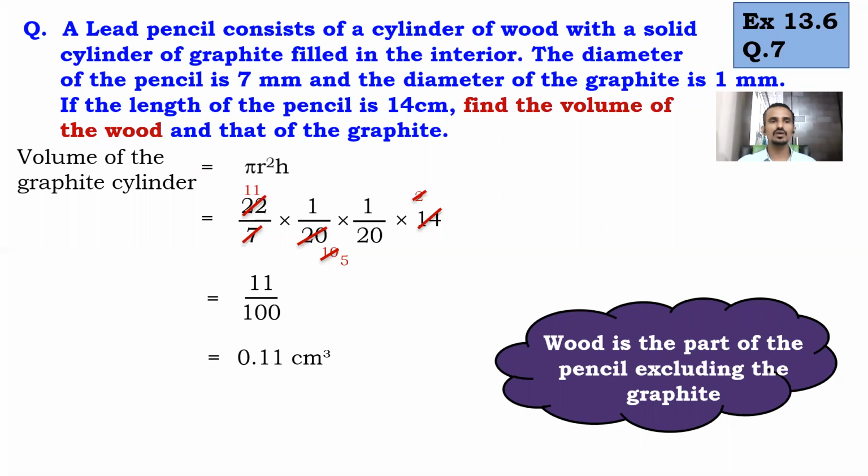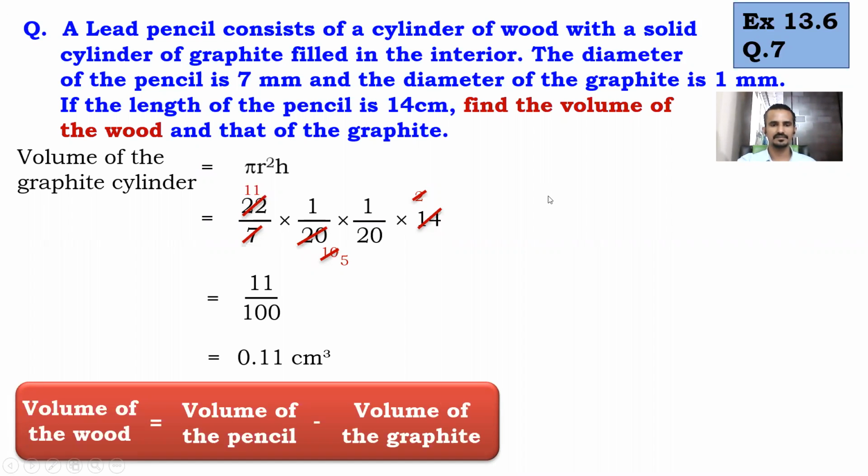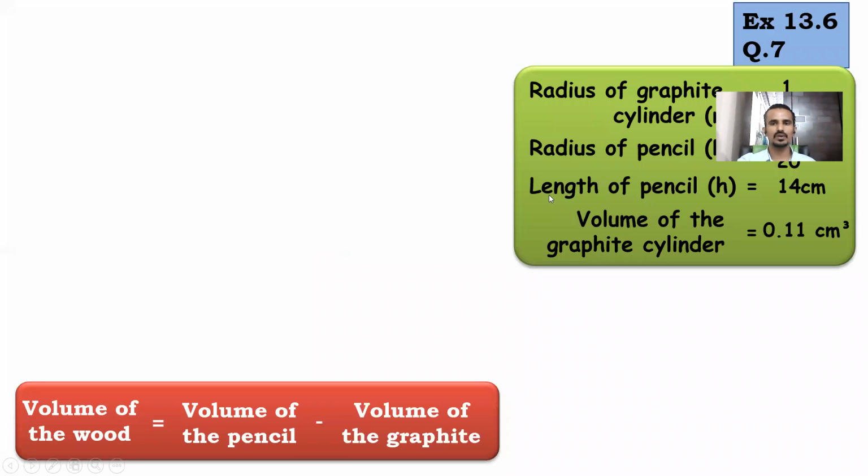Or because we already know the volume of graphite, we'll directly find out the volume of entire pencil, and whatever answer we get from that, we'll subtract 0.11, which is the volume of graphite. So the wood is the part of the pencil excluding the graphite. So you can directly calculate the volume of pencil here. We know that volume of wood is volume of pencil minus volume of graphite, isn't it? Out of which we know volume of graphite is 0.11. So the only thing we have to calculate now is volume of the pencil. Let's calculate volume of the pencil.